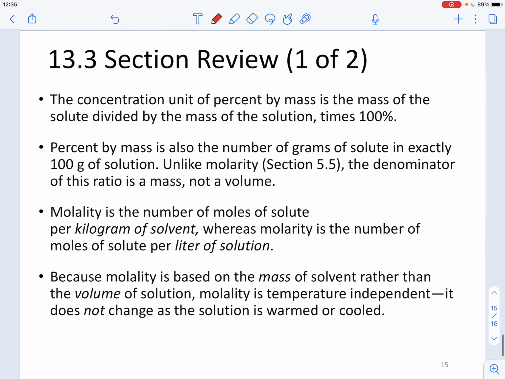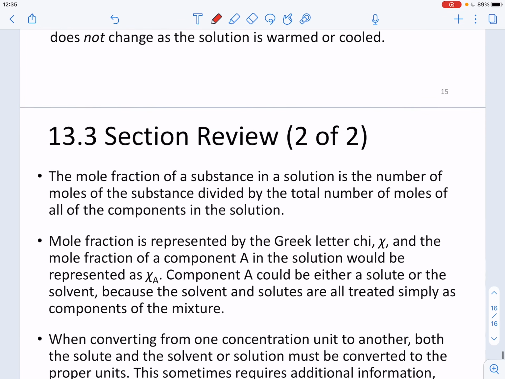So remember here, it's about remembering what each one of these units mean. What are the numerators? So what is your measure? How are you measuring your solute, and how are you measuring either the solution or the solvent? So there is a dependence between those two and the meaning that those units have.